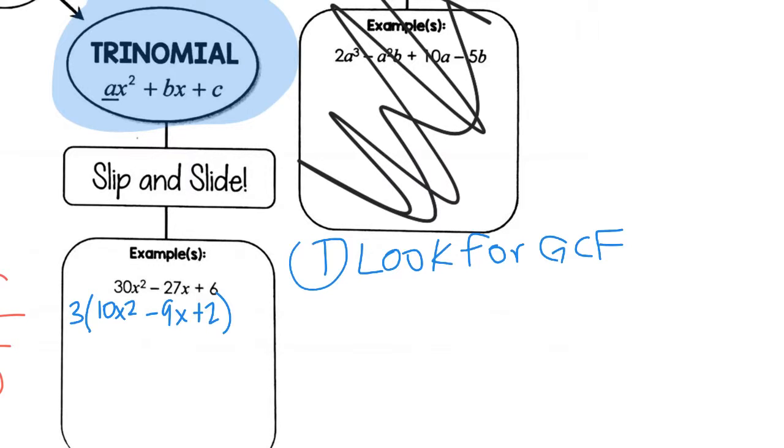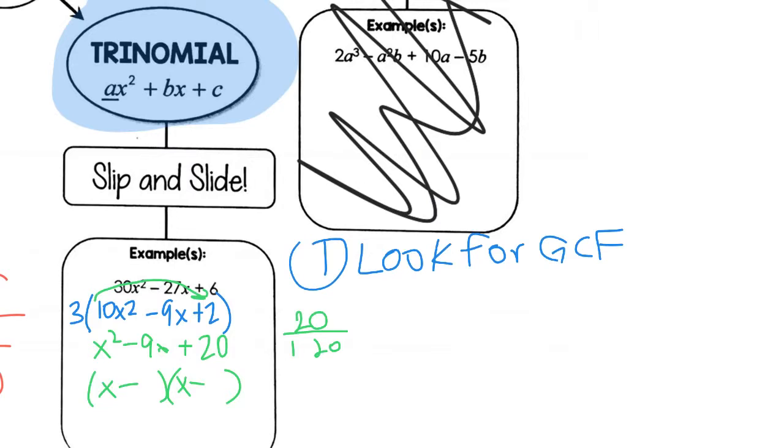And I'm going to do slip and slide. Slip and slide tells me that I multiply A times C, and I'm slipping that to the end. So I now have x squared minus 9x plus 20. Because I have a positive C and a negative B, I'm going to have two negative terms on the inside of my binomial. Now, I need to list out my factors of 20.